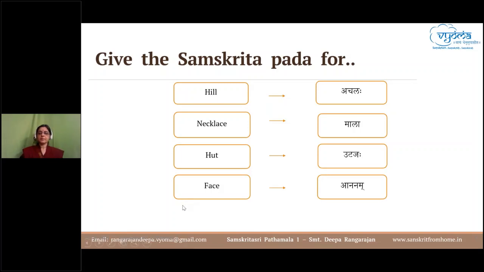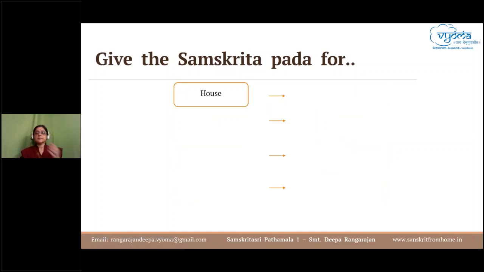Ram. What is the word for house? House is... The word that we just saw is bhavanam. Bhavanam. It is a Napumsakalinga word with an m ending. Okay. No problem. Try the next one.